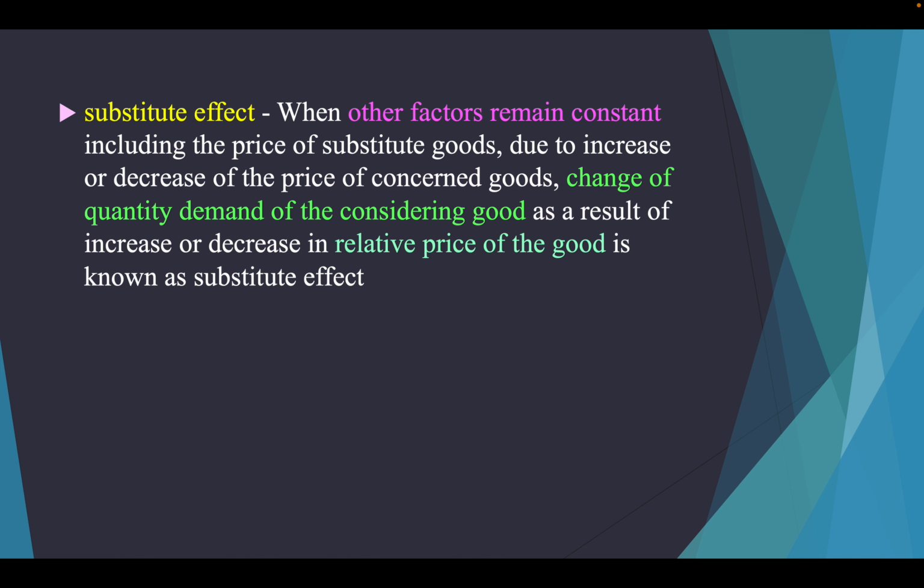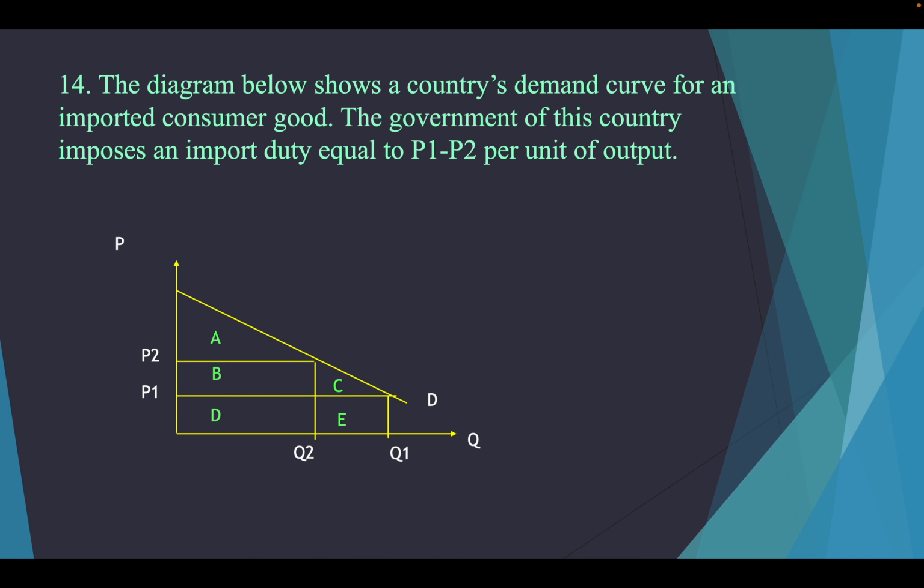Okay, then next one, the substitution effect. When other factors remain constant, including the price of substitute goods, due to an increase or decrease in the price of the concerned good, the change in quantity demanded of the good as a result of the increase or decrease in relative price of the good is known as the substitution effect. You are concerned about the relative prices of the two goods.